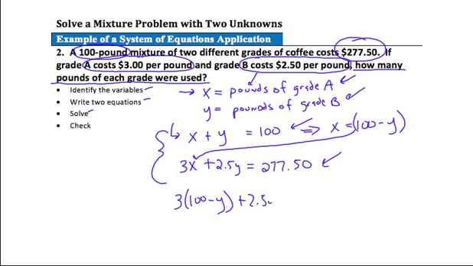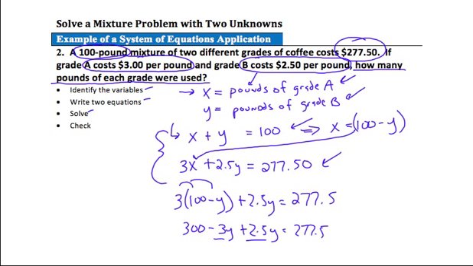So I'd have 3 times (100 minus Y) plus 2.5Y equals 277.5. Okay, distribute the 3. I'd have 300 minus 3Y plus 2.5Y equals 277.5. Combine our like terms here: negative 3Y plus 2.5Y. When I combine those together, I have 300 minus 0.5Y equals 277.5. Okay, subtract 300.